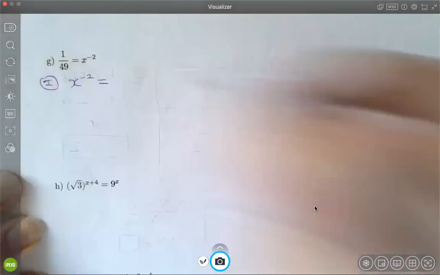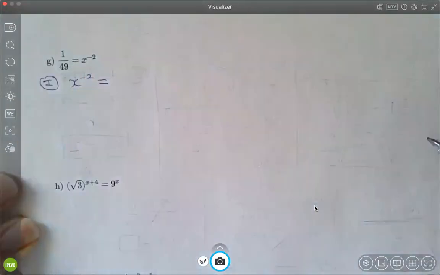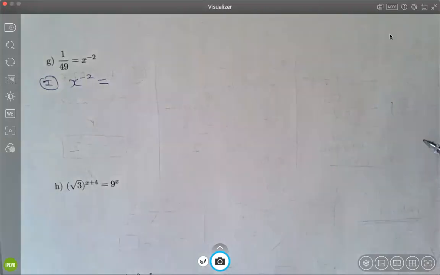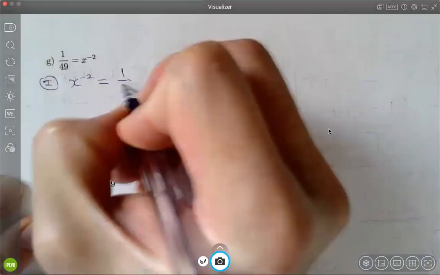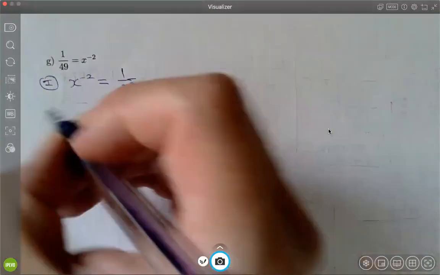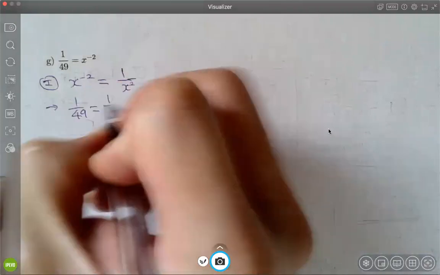So how can you write x to the power negative 2 so that we don't have the negative sign? It'd be 1 over x to the second power. 1 over x squared, right? Yes. Okay, so x to the power negative 2 is 1 over x squared. So we have 1 over 49 is equal to 1 over x squared.